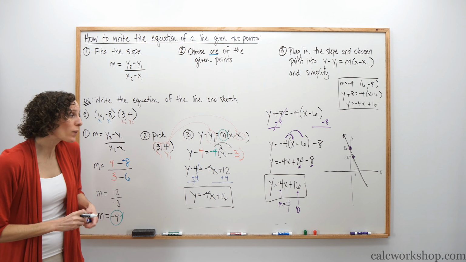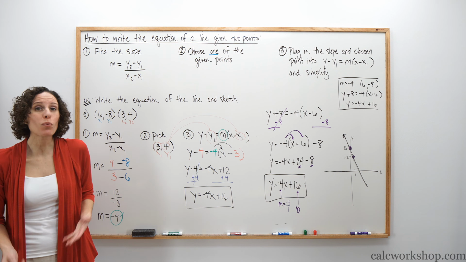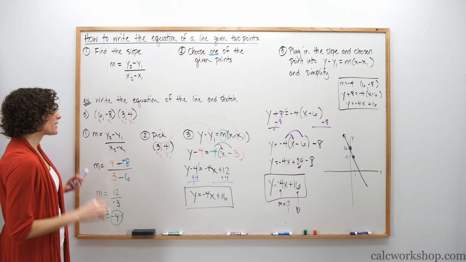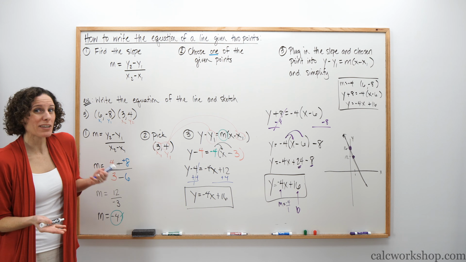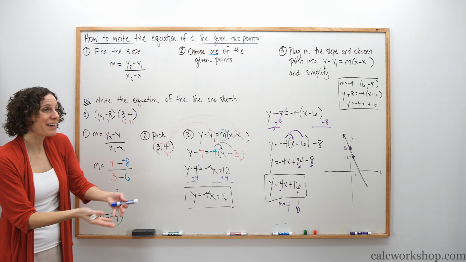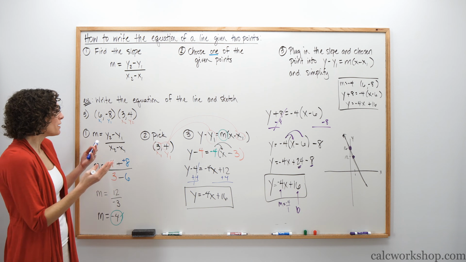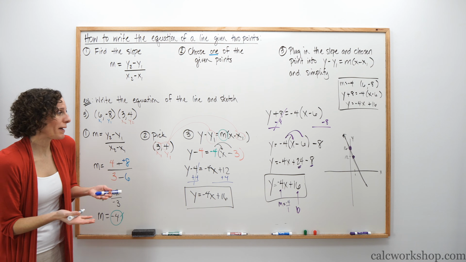It didn't matter which point you chose. So choose the one that you like best. If it was up to me, I'd choose the ones that are all positive. It's less work. You don't need to worry about the double negative. It's easier to plug in positive numbers than negative numbers. But you get to choose which one you like the best.